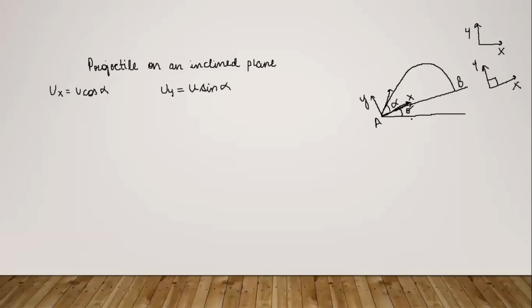Notice here that if we would have taken this axis, then the total angle that the particle is making with the horizontal would be alpha plus theta. But because we have rotated our coordinate axis, the angle is still alpha. So here ux will be u cos alpha and uy will be u sine alpha.